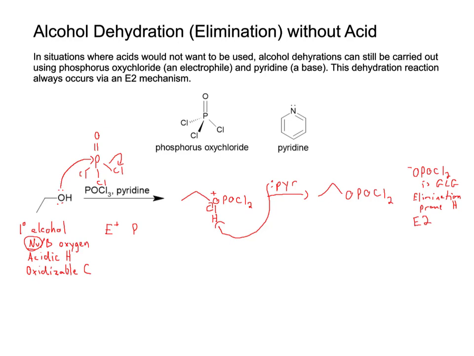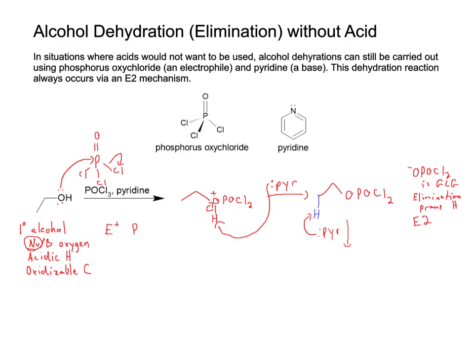So what base are we going to use in order to remove that beta hydrogen? Well, we're simply going to use another equivalent of pyridine. So when we draw in our next step, we're going to use pyridine again. And, of course, we'll draw in one of our beta hydrogens. And we're going to draw an arrow from our negative to our positive, removing that hydrogen.